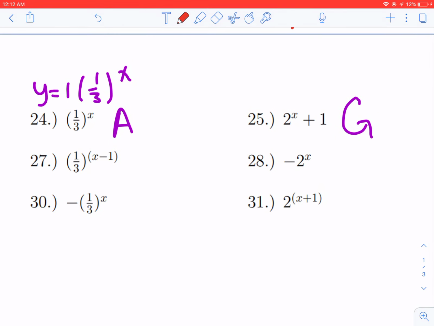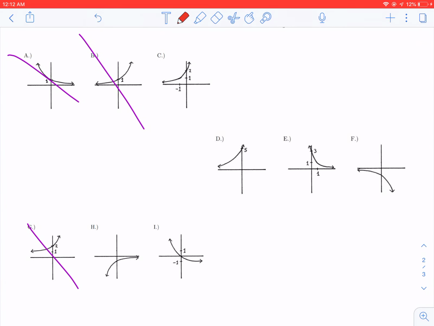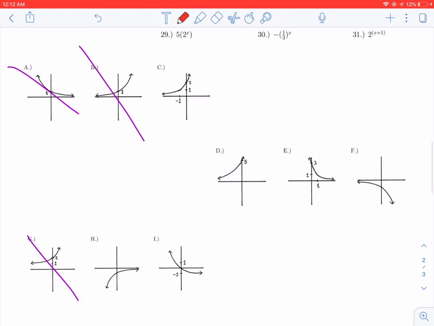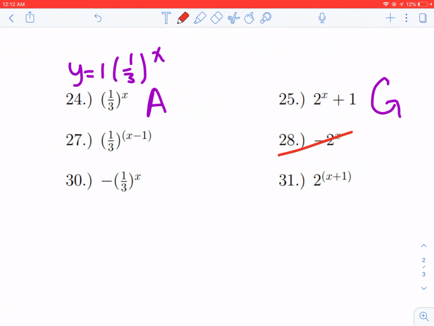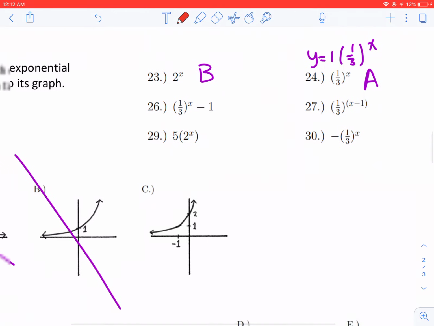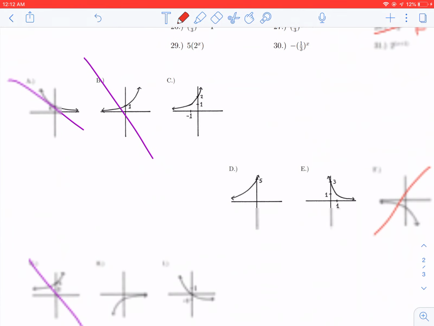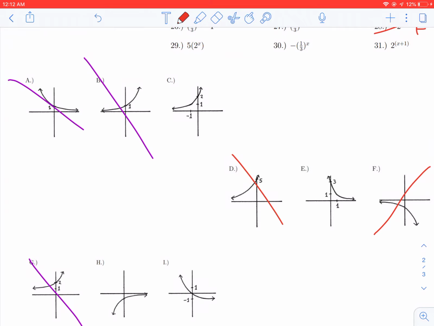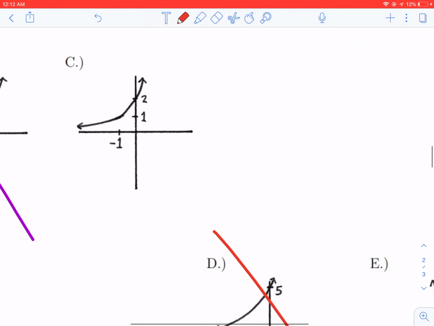So 28, I'm negating my function. That's going to flip it upside down. So that is going to look like choice F. Right? The positive version looks like that. Reflection over the y-axis. It's going to make it look like that. So that is F. All right, 29. I know my y-intercept here will be 5. So that looks like choice D, and it's still increasing. My base is 2. So what letter was that? That was D.